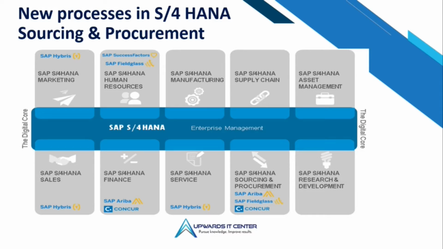S/4HANA is not a new version of the ECC. S/4HANA is a new product line. S/4HANA is not a legal successor of any SAP Business Suite solution. The SAP Business Suite, as SAP ERP, is a separate product and is still available for any clients.